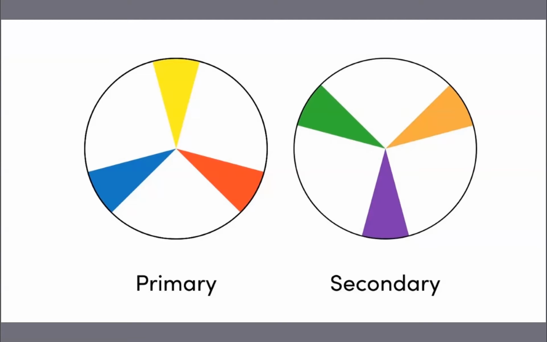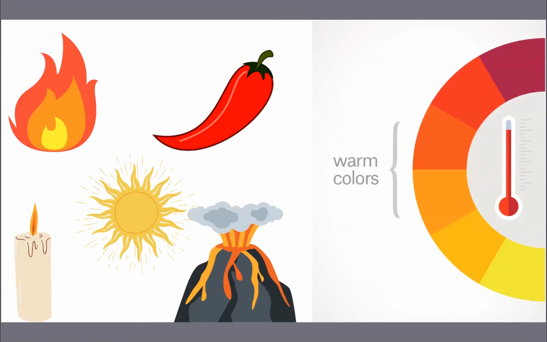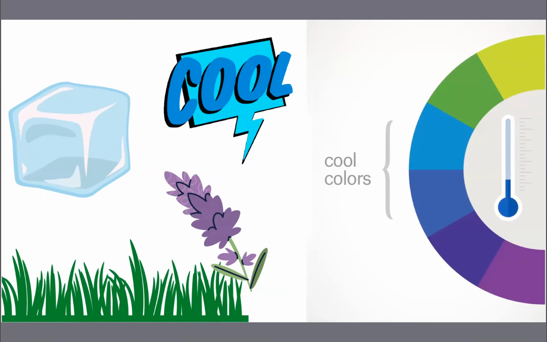We also divided our color wheel into what each color is associated with. For example, the warm colors, orange, yellow, and red, are associated with hot objects like the fire, volcano, chili pepper, the sun, and also the candlelight. And the opposite, the cool colors, which remind me of the cool breeze, the ice, the ocean and the water, the lavender, and the garden.